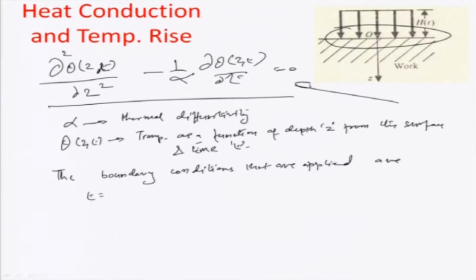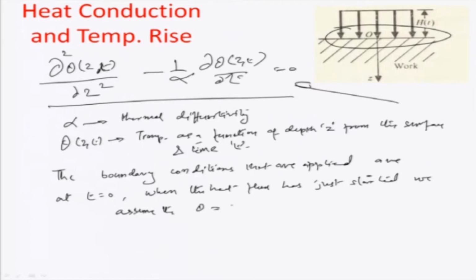that at time t equal to 0, especially when the heat flux has just started, we assume the theta to be equal to 0. This is actually room temperature. Now, we assume room temperature to be the baseline. So, we can consider theta to be 0 here. So, everything gets developed over the baseline.